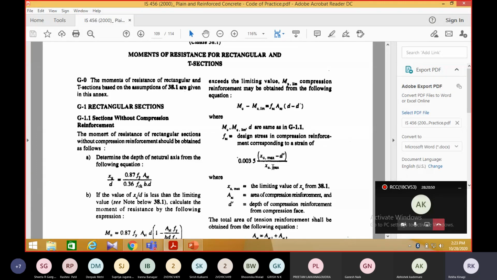So in order to convert strain into stress, we can multiply it with Young's modulus of steel. So Young's modulus of steel, we can consider it to be ES, that is 2 into 10 to the power of 6 for all the grades of steel. So FSC, what we can write it as, FSC is equal to 0.0035 into XU max minus D dash divided by XU max. This we can write as the equation for FSC.